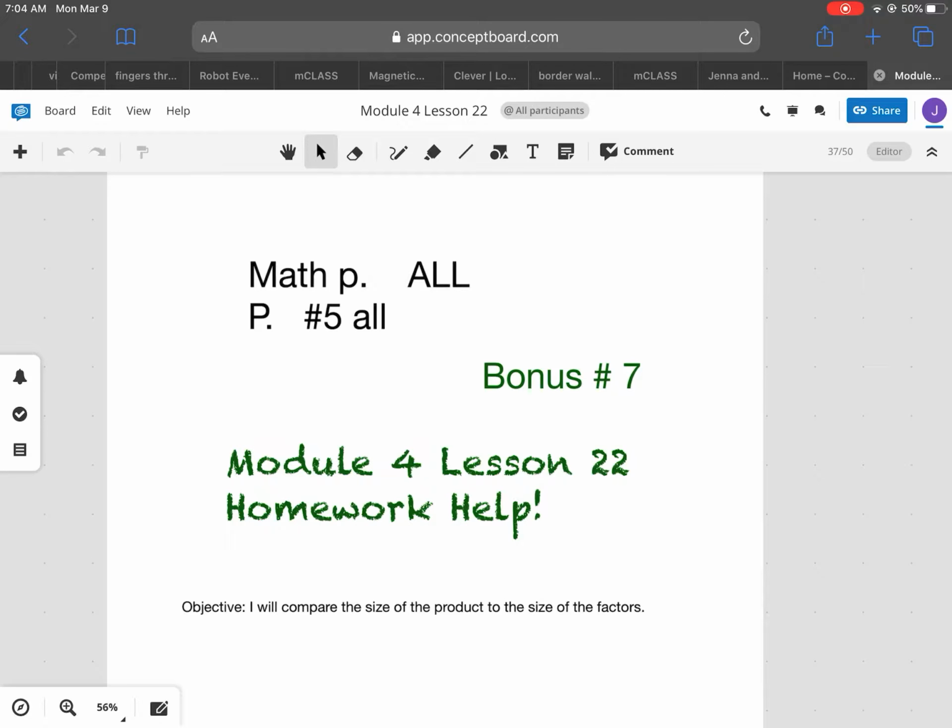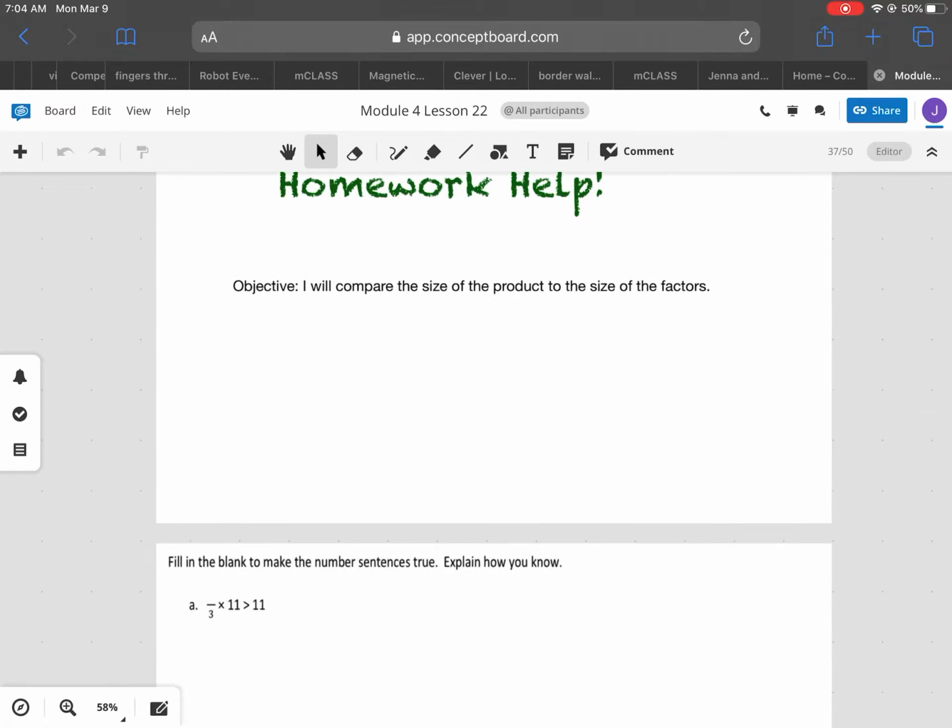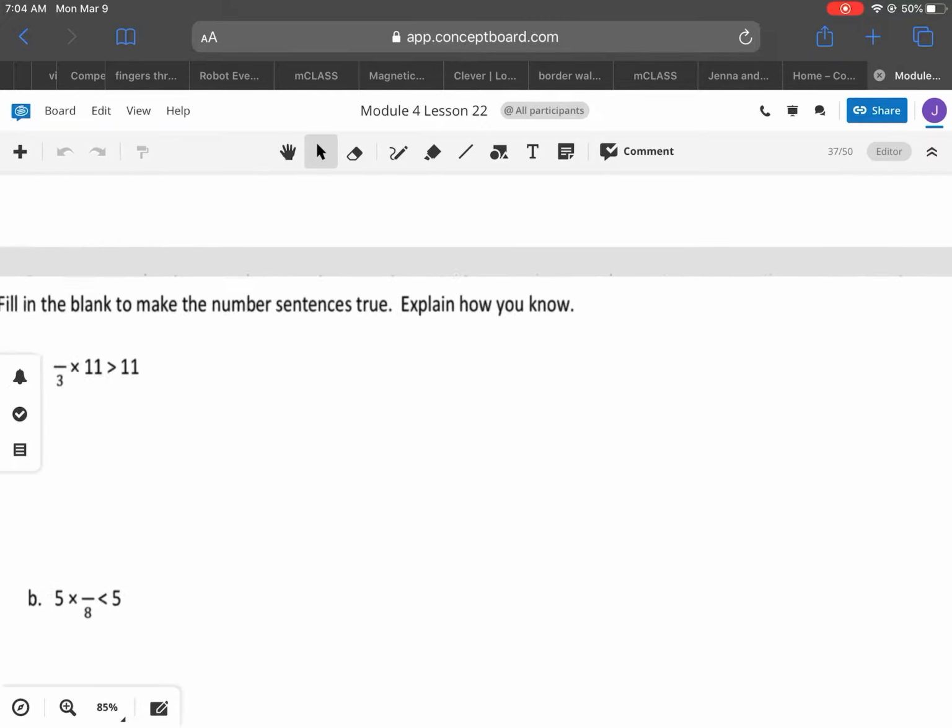Here we go, Module 4, Lesson 22, Homework Help. And the objective is I will compare the size of the product to the size of the factors. So we're going to use the factors as a way to compare to the product. So let's get started.